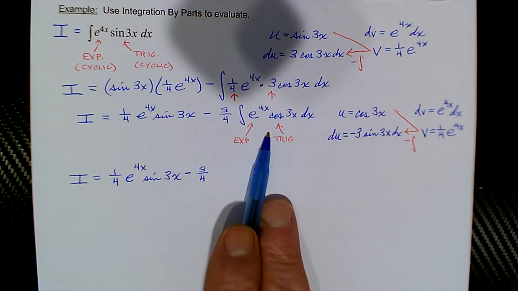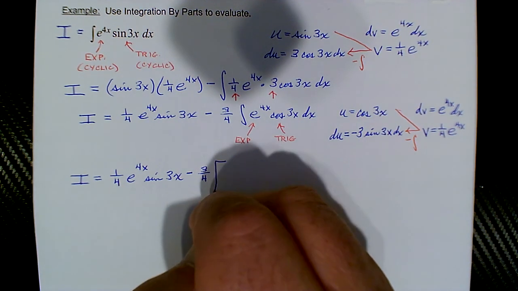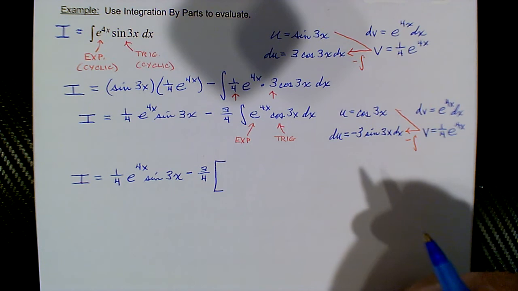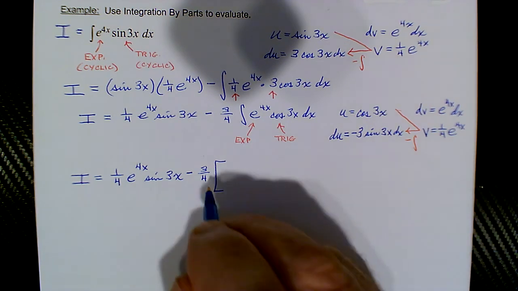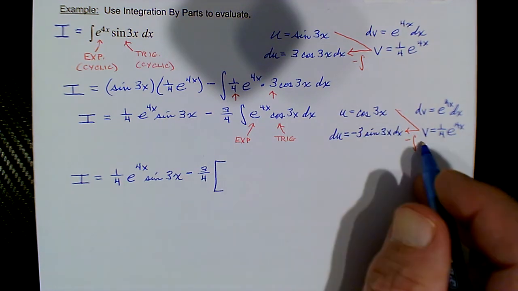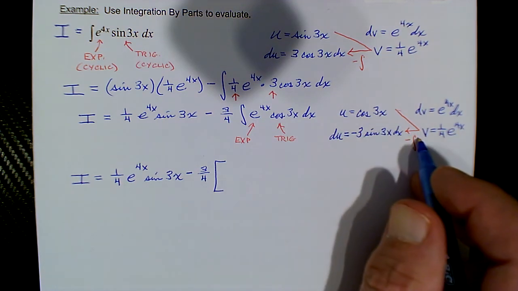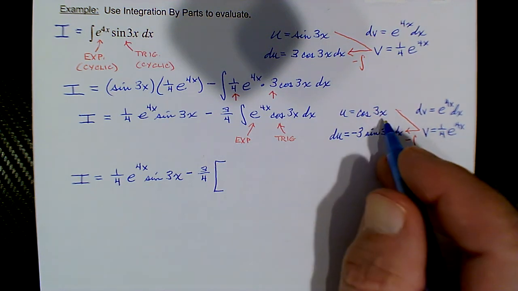So the integration by parts formula: u, cosine 3x, times v, 1/4 e to the 4x, and then minus the integral of v, 1/4 e to the 4x, times our du, which is minus 3 sine of 3x, and differential dx. And close up the brackets.